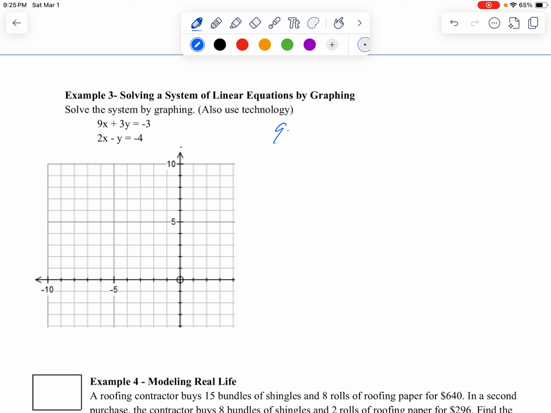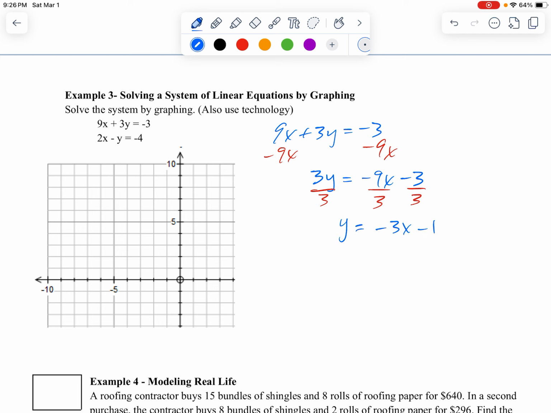Our first equation, 9x plus 3y equals -3. So again, I'm going to want to get this into slope-intercept form. I think if I subtract 9x here, we should be getting in that direction. So now I've got 3y equals -9x minus 3. One more step will get me there. If I divide by 3, make sure you remember to divide every single term by 3. So we'll end up with y equals -3x minus 1. So there's equation 1.